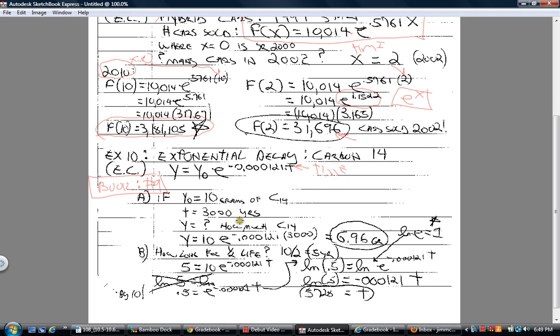Okay, so this example is right out of the book, so you can follow along on, I forgot to tell you, page 618. So if the initial amount of carbon-14 is 10 grams, after 3,000 years go by, how much would you have left of carbon-14, the Y? Good news is that's on the left-hand side of the equation. This is a plug-and-chug problem.